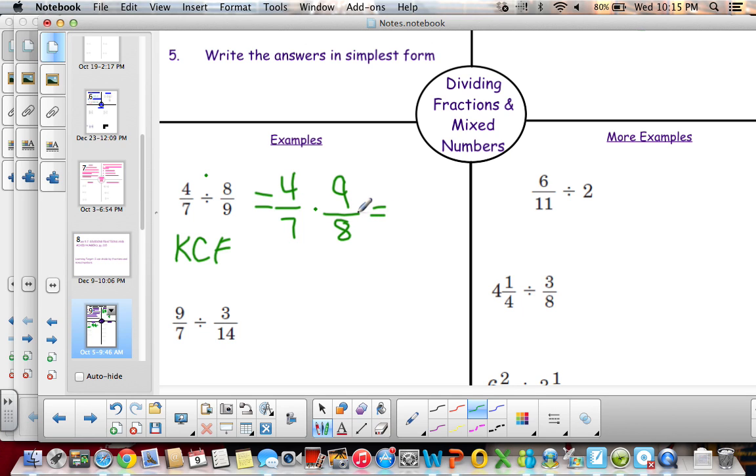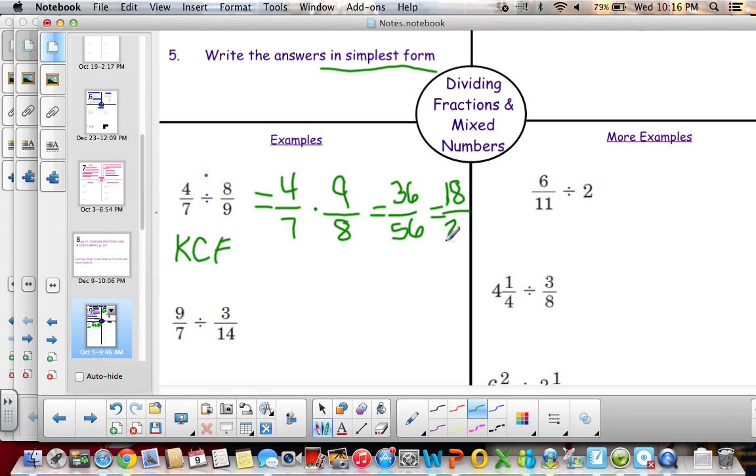Now, since we're pros at multiplying, we multiply our numerators and then multiply the denominators. So we have 36 over 56, and then we always need to write the answer in simplest form. So I know off the top of my head that 36 and 56 can both be divided by 2, so I'm going to start with that. Sometimes it's hard for us to think of a bigger factor, and that's okay. I just know that they're both even, so I'm just going to take that right now.